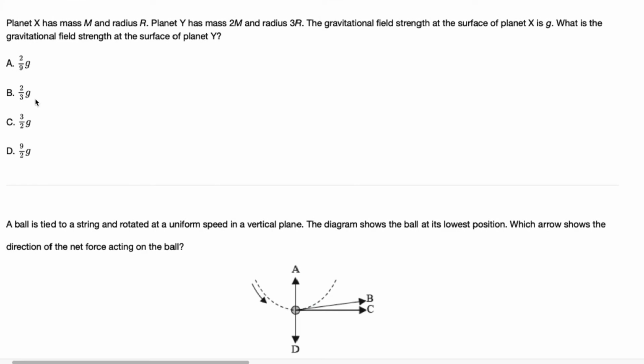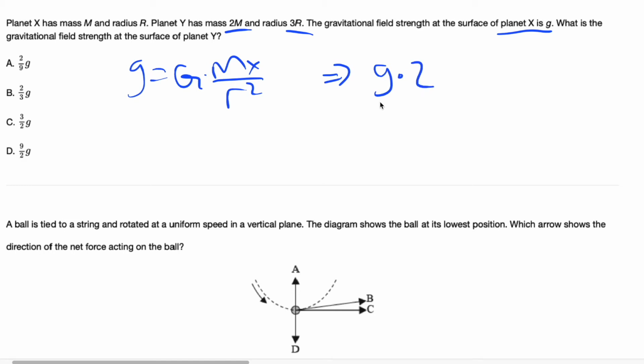Planet X has mass m and radius r. Planet Y has mass 2m and radius 3r. The gravitational field strength at the surface of planet X is g. What is the gravitational field strength at the surface of Y? You need to think about proportionality as well. When your mass is multiplied by 2, your gravitational field strength is multiplied by 2. And when your radius is multiplied by 3, your gravitational field strength is divided by 9. So this is equal to 2 over 9 times g. So A is the answer.